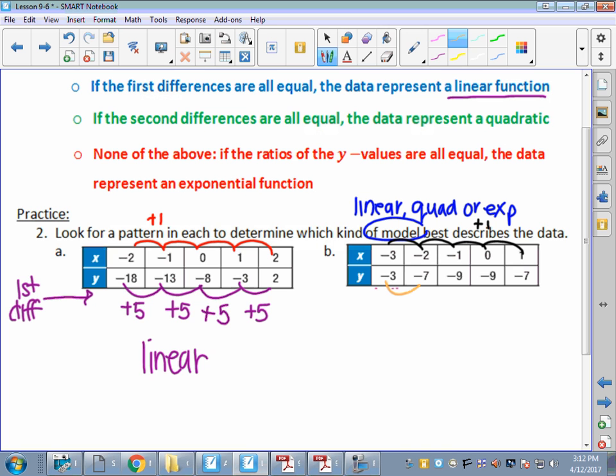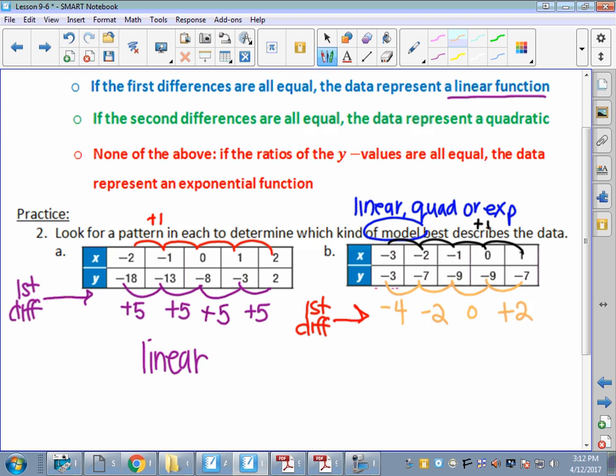How about negative 7 to negative 9? You might think it's minus 4, but it's not. Subtract 2. What about negative 9 to negative 9? I didn't change at all, so 0. How do I get from negative 9 to negative 7? That's an add 2. The first time that I did my differences, are they all equal? They're not, right? So it's not linear.